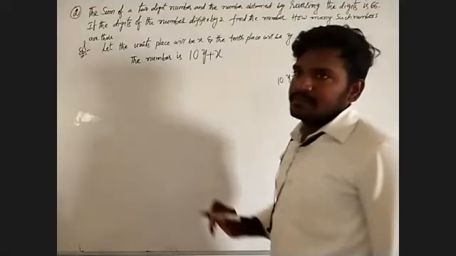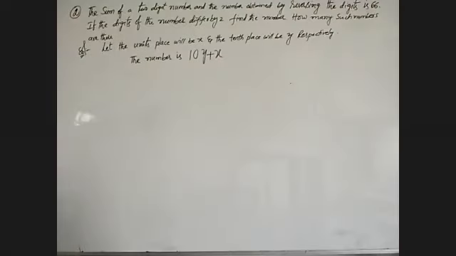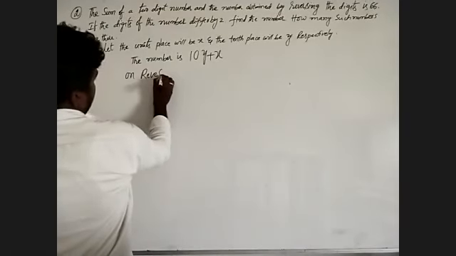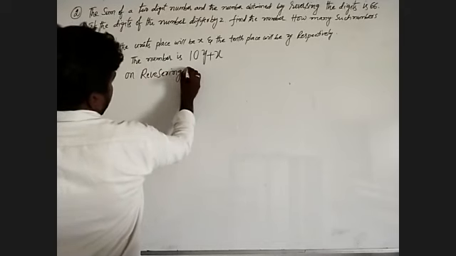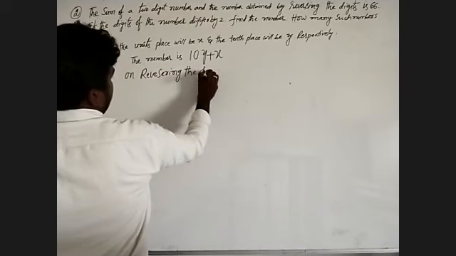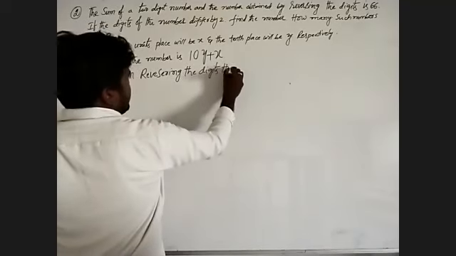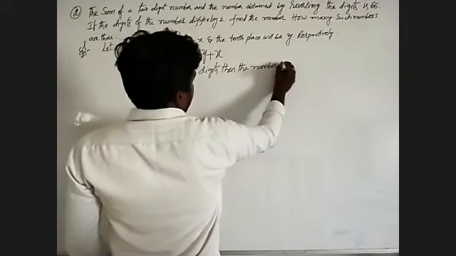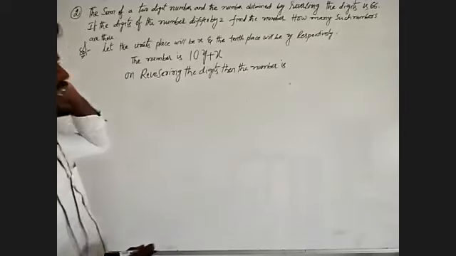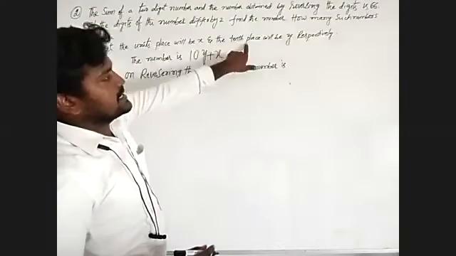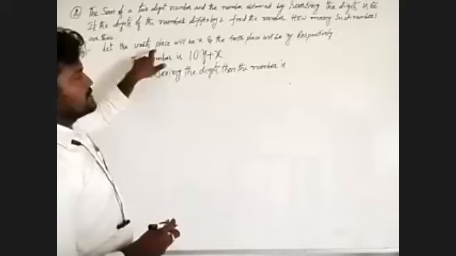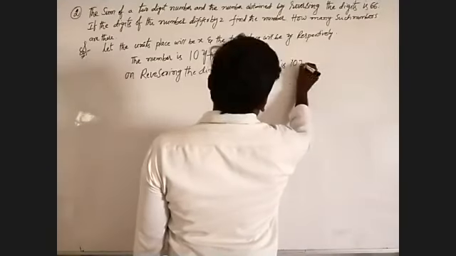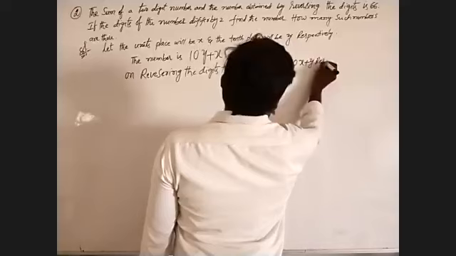And also find the number on reversing the digits. Reversing the number will interchange the units place and the tenth place, so x and y are interchanged, and we have to write it as 10x plus y respectively.